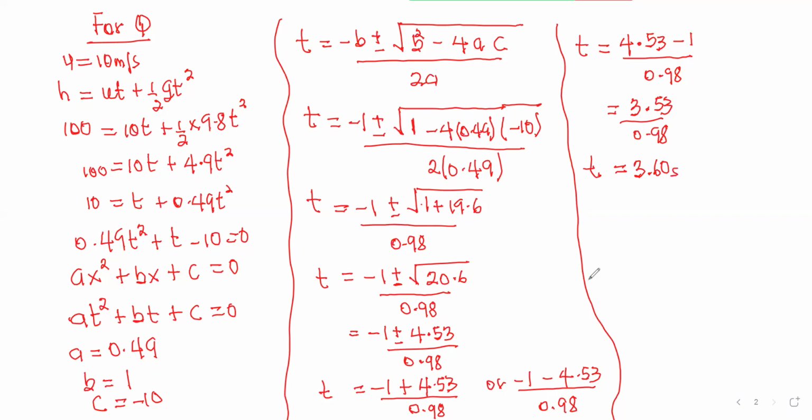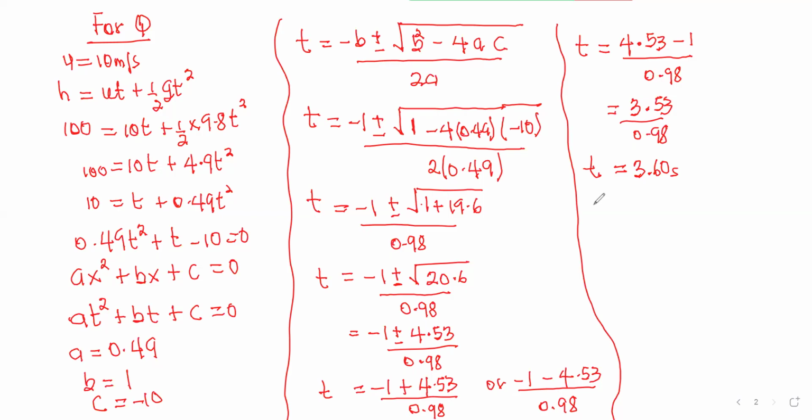I last time told you that when the calculator gives you that lengthy value, just express your answer in 2 or 3 dp's. You don't need to write everything. Okay. So this is the time taken for Q to also drop to the ground.